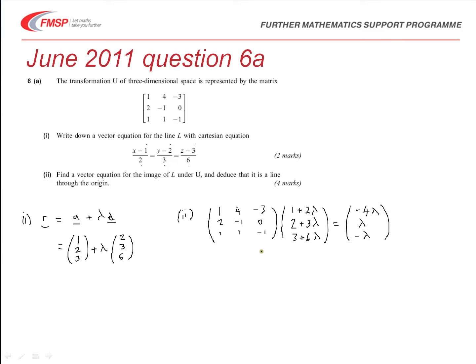But you need to deduce that it's a line through the origin. So the key thing is you've got to show that the point 0, 0, 0 is on the line. Well, you can see that if you put lambda equals 0, then r will equal 0, 0, 0, implying that the line is through the origin.